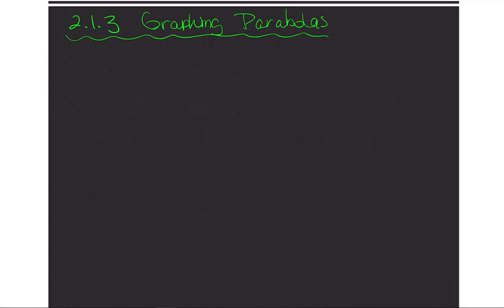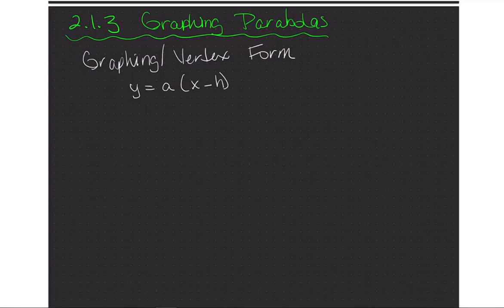Alrighty. So one form, they either call it graphing form or vertex form. So I'm just going to call it the graphing/vertex form. So we have y equals a times (x minus h) squared plus k.